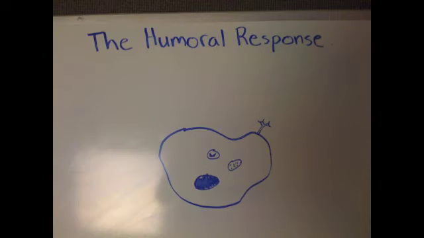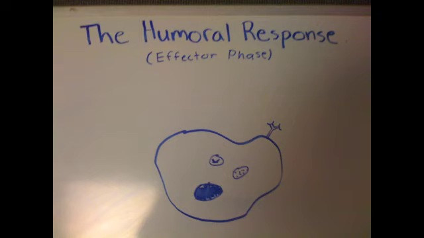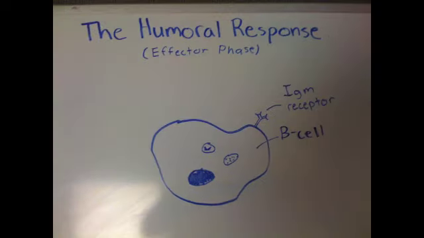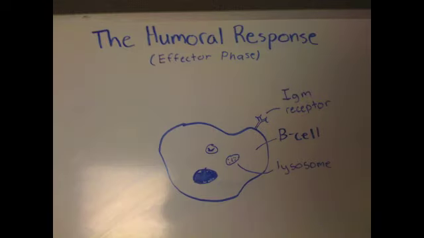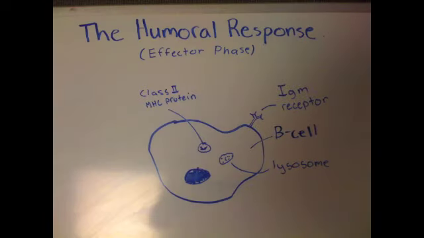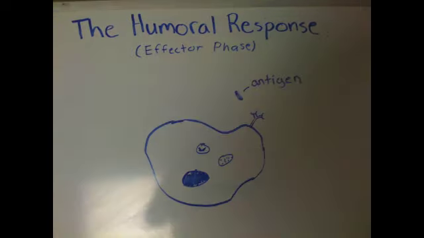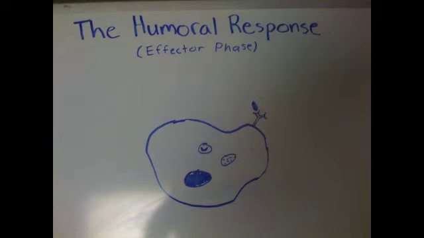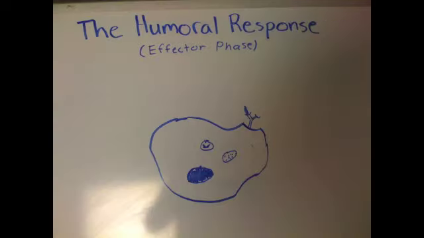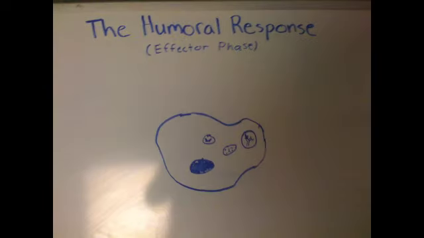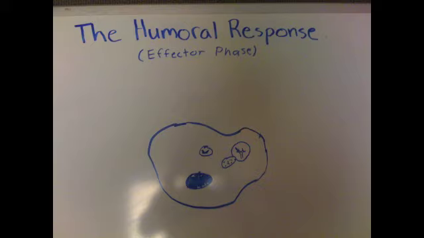The next step in the humoral response is the effector phase. Within the immune system, there are cells called B cells, which contain IgM receptors, lysosomes, and class II MHC proteins. The B cell in this case has IgM receptors that are specific for the same antigen from the pathogen engulfed by the macrophage originally. When an antigen makes contact with the IgM receptor, it is ingested in a process called receptor-mediated endocytosis.